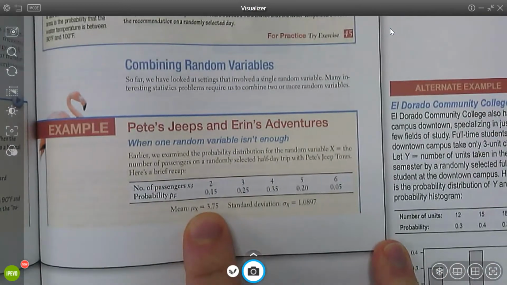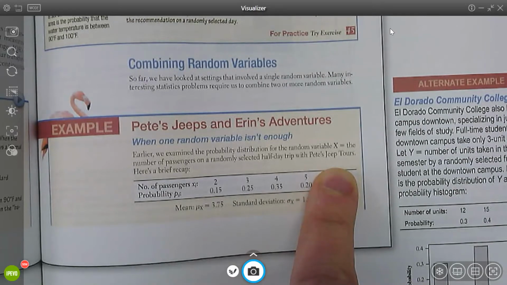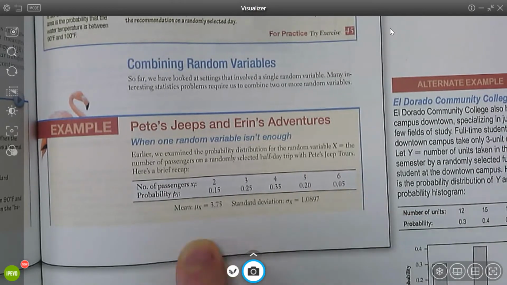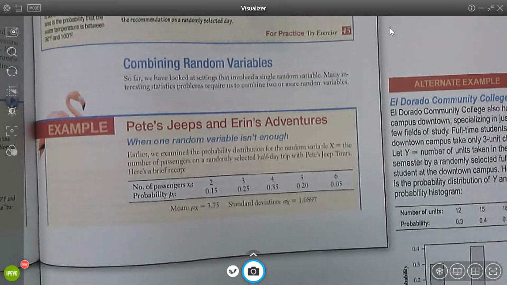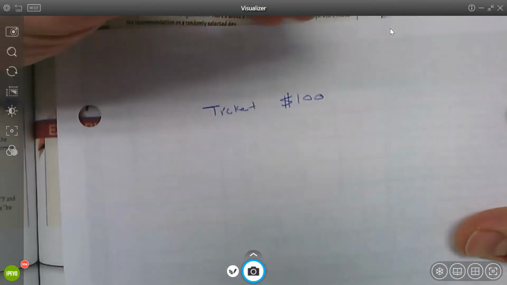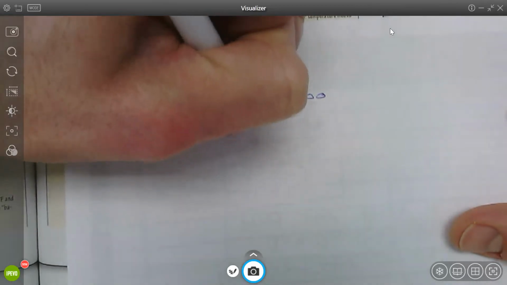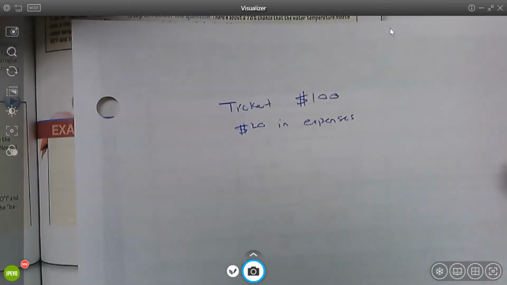All right. So we have this discrete random variable, number of passengers that go on Pete's Jeep tours, 2 through 6, probability of each. We have a mean, we have a standard deviation. So if we think about the shifting and the rescaling, transforming this discrete random variable, say we know each ticket is $100, but he has $20 in expenses, like for gas and for equipment rental for the people.